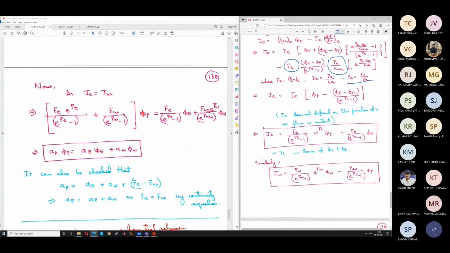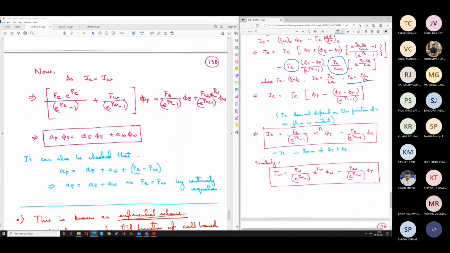And it can be checked that, you should check this on your own, that AP is equal to AE plus AW plus Fe minus Fw, and because Fe is equal to Fw by the continuity equation, AP is equal to AE plus AW. Please check that after the class, before the next class. By adding these coefficients, you should be able to get the coefficient AP.